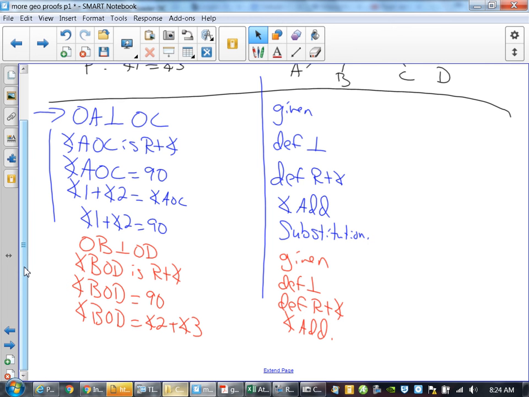And then what's that last one to write, after I wrote down BOD is made up of 2 and 3? That angles 2 and 3 have to also add up to equal what? So that's definitely 2 and 3. What's that last step in blue, guys? Angle 2 and 3 equal 90. Very good.